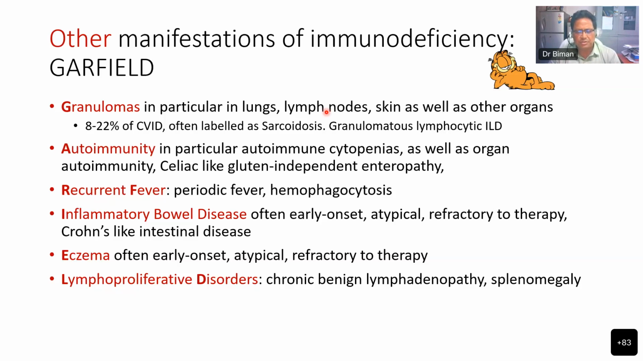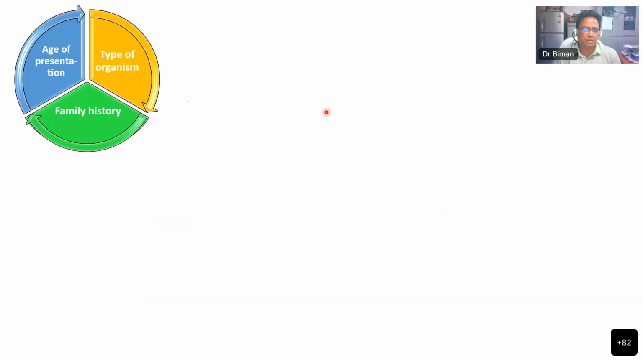Inflammatory bowel disease, often very early onset, atypical, refractory to therapy. Eczema, lymphoproliferative disorders. So these also can be presenting features of PIDs. So apart from infections, these things should also be kept in mind.